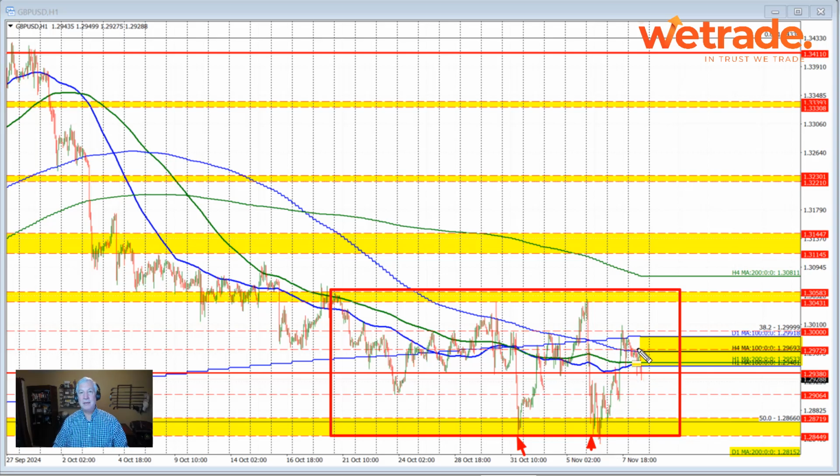So this area right here is going to be the bias for the short term in this pair. If we were to move above it, it would be more bullish, and we move toward the high of the extreme. As long as we stay below it, it's more bearish.